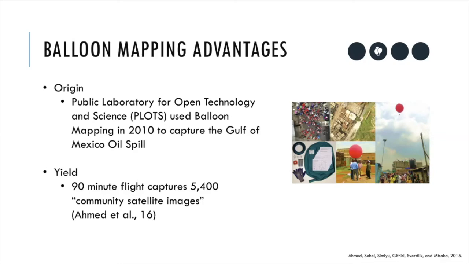5,400 images. And Ahmed and colleagues call these community satellite images, because not only is the community involved in those focus group discussions and focus group plus discussions and brainstorming sessions in advance of the flight, but they're actually out there flying the balloon together with the researchers. So they really are community satellite images.